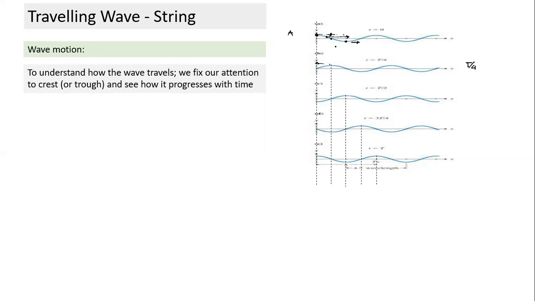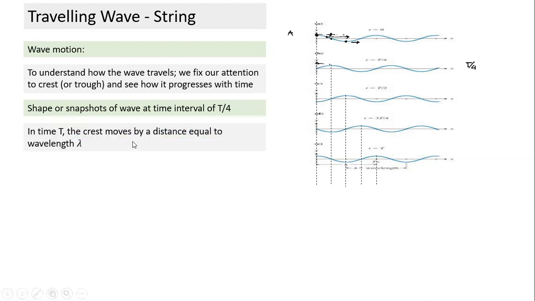So this is apparent motion, that's what we call phase motion. What has shifted, we'll come to that phase again. So this is how it will appear to move. If we take the snapshot at equal time intervals T by 4, T by 4, T by 4, that's what it will look like.